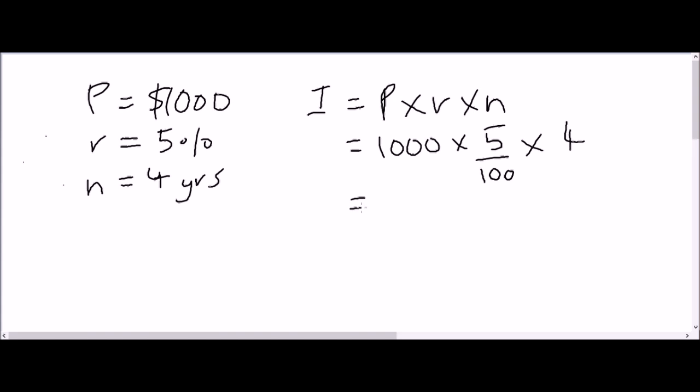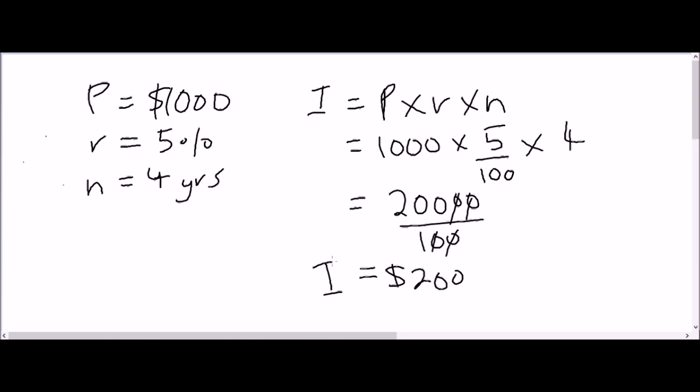So 1000 multiplied by 5 multiplied by 4 will give you 20,000, and you still have to divide it by 100, right? So you've got 2 zeros there, you're left with $200, and that is the interest amount that will be paid over the 4 years at 5% interest rate, right, for this particular loan.